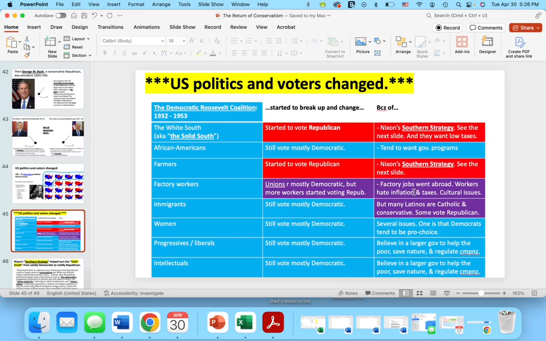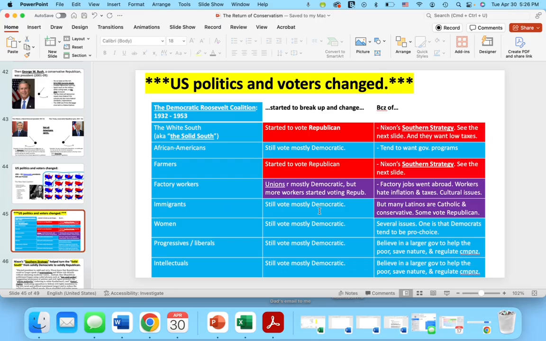Some workers were unhappy. The factory jobs had gone abroad, maybe to Mexico, maybe to China, and workers hate inflation. They were mad that Carter couldn't bring down inflation, and they want taxes to be low. And there are also some of those cultural issues. There were some workers who opposed affirmative action, workers who opposed gun control. So some of them moved to the right.